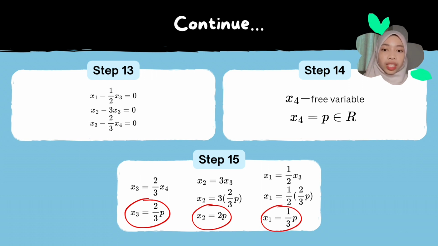And the next one is x2, which is equal to 3x3. From what we got earlier, x3 is 2 over 3 p, so we replace x3 with 2 over 3 p, and x2 equals 3 times 2 over 3 p, which equals 2p. And lastly, x1 equals 1 over 2 x3. We know x3 equals 2 over 3 p. We replace x3 and the result will be x1 equals 1 over 3 p.